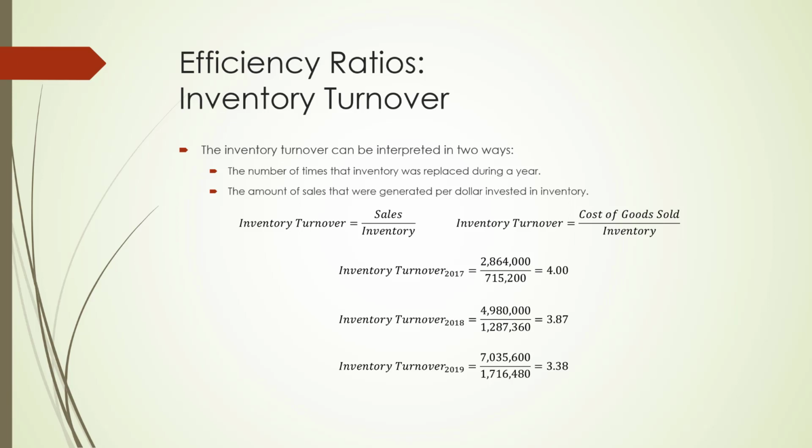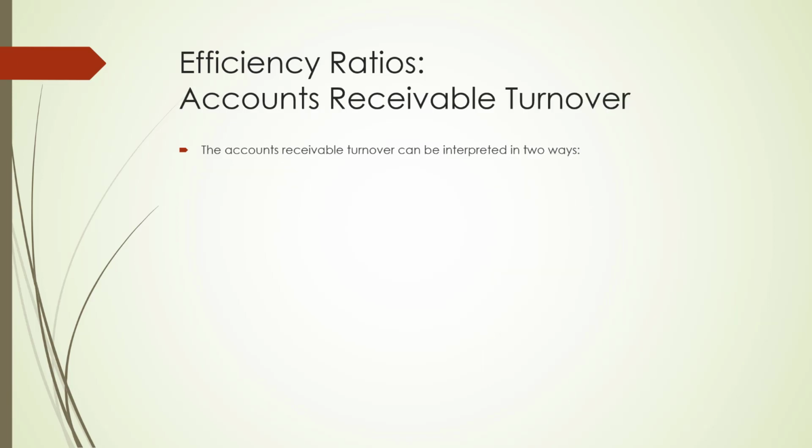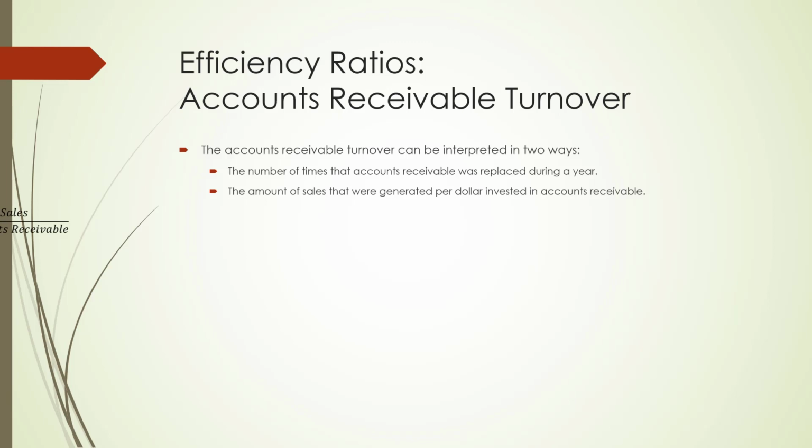Generally speaking, this trend that you see here of the inventory turnover ratio falling signifies that the firm is building up inventory, and that's probably not good. Accounts receivable turnover is very similar to inventory turnover, except, of course, it's sales divided by accounts receivable. Now, an alternative way to calculate this would be credit sales divided by accounts receivable.